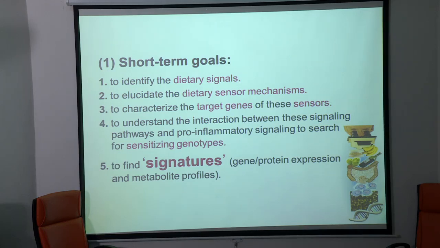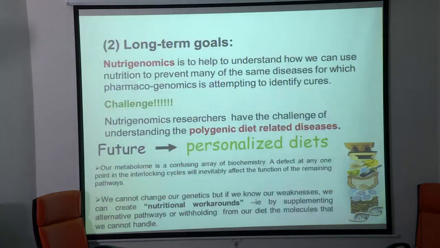So if you see the short-term goals of genomics, it is to identify the dietary signals, meaning the nutrients that you take, elucidate the dietary sensor mechanisms, characterize target genes of these sensors, understand the interaction between them, and search for sensitizing genotypes, those who have a predisposition to a particular disease. We will find the signatures in the form of gene expression, protein expression, and metabolite profiles. So we need to know the dietary signals, the signatures they produce and how they produce them, and what are the new genes involved in this process.